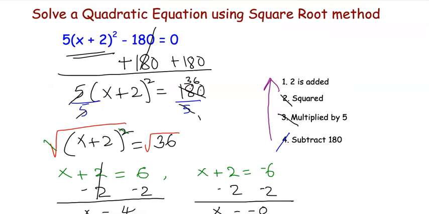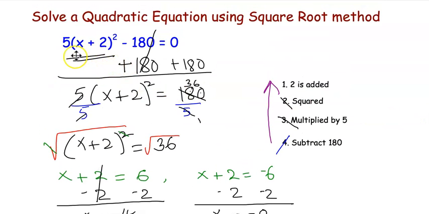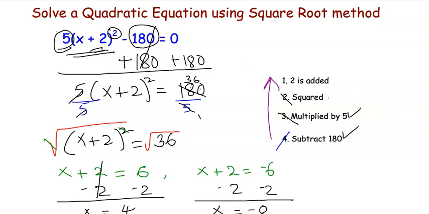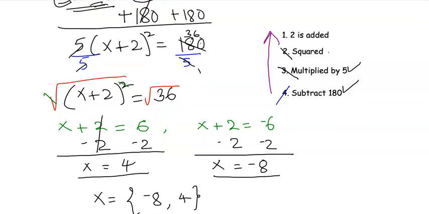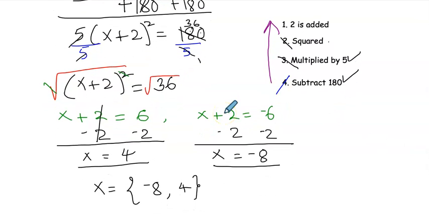So we have seen that from this expression 5 times (x plus 2) whole squared minus 180, in step 1 we cancelled this 180. Second step, divided by 5. Third step, took the square root. Fourth step, you handled this plus 2, that is opposite, minus 2 you did, right? So that's all. Step by step, one step at a time you can do it and simplify.